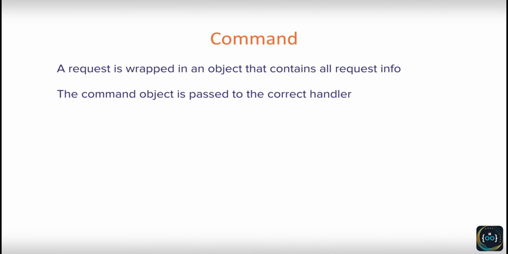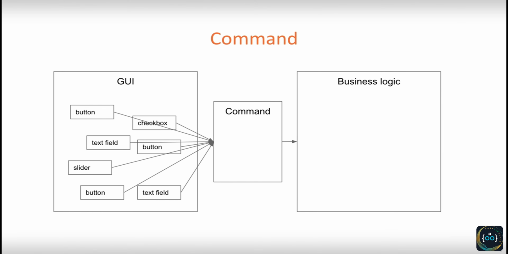The command object is passed to the correct handler. In our case, in this small example, we have a business logic layer that can handle commands, but obviously in a real world situation, we can have multiple components on the backend side that can all handle different commands. So the commands will be passed to the relevant business logic side. Or we can also have multiple servers of business logic, and some sort of load balancer that sends commands to various servers to make the system more efficient.